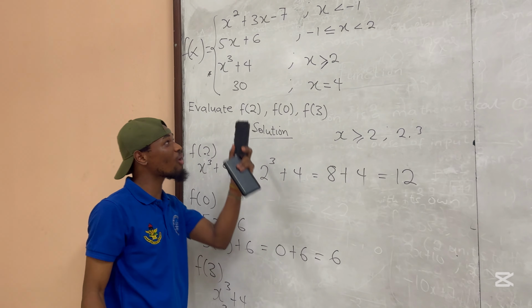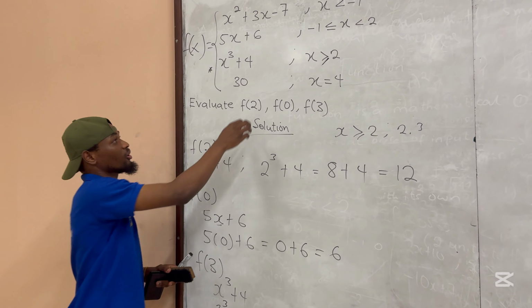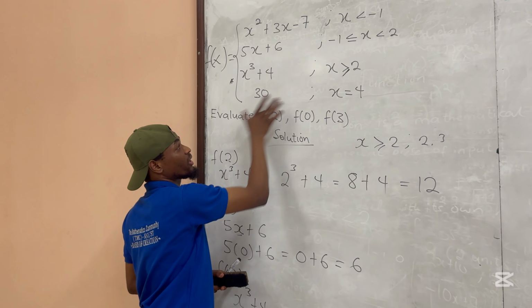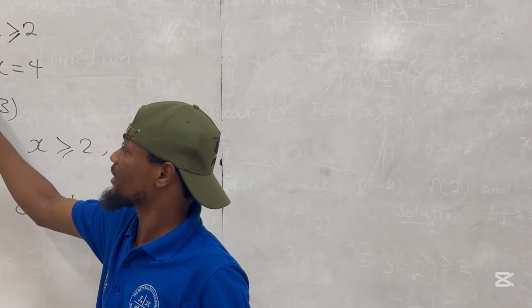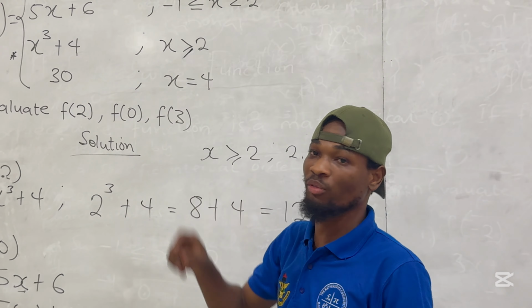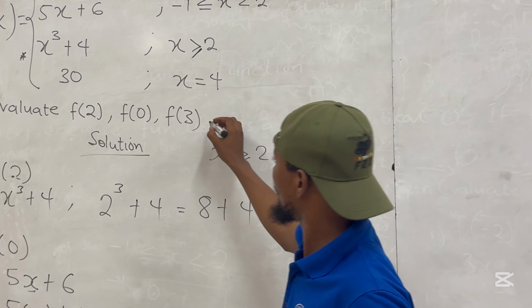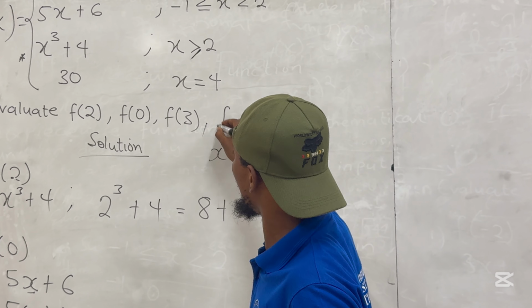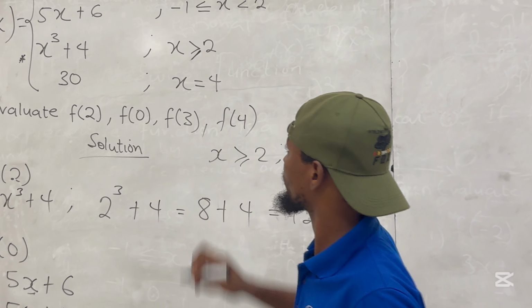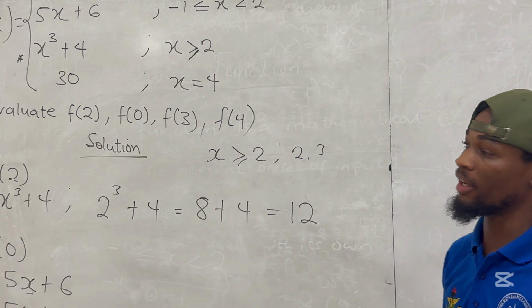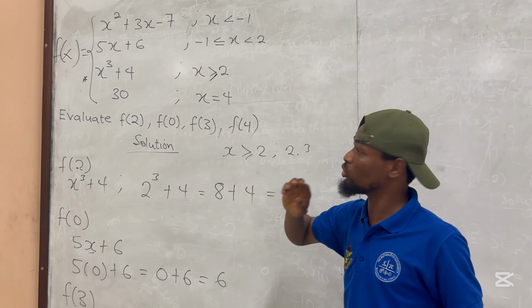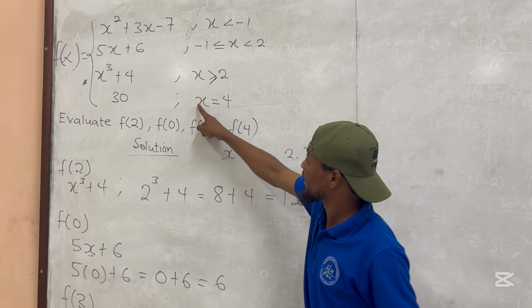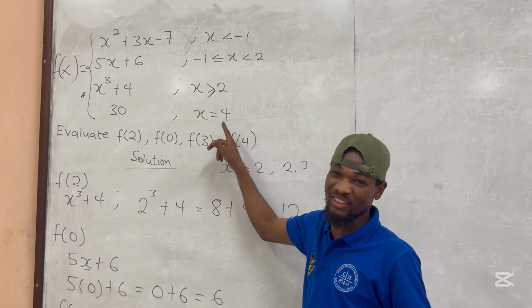Now, viewers, you ask yourself, you have 30, and look at the inequality, x is equal to 4. How do you go about it? Let's see how we can evaluate this. This simply means we have 30, then we have x is equal to 4. So, let's evaluate f of 4. When you look through this, x is exactly 4, right? x is equal to 4.